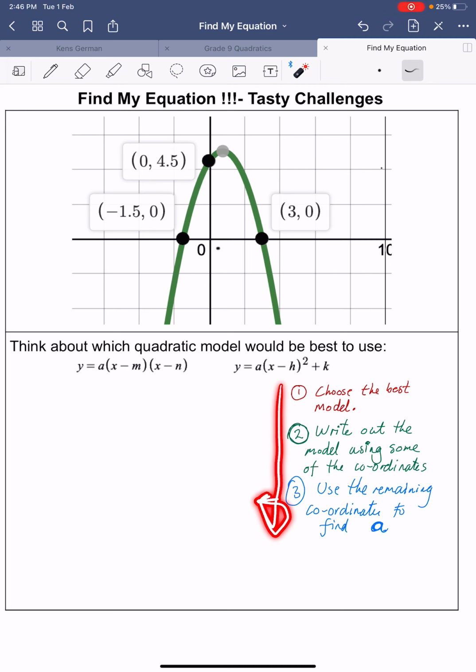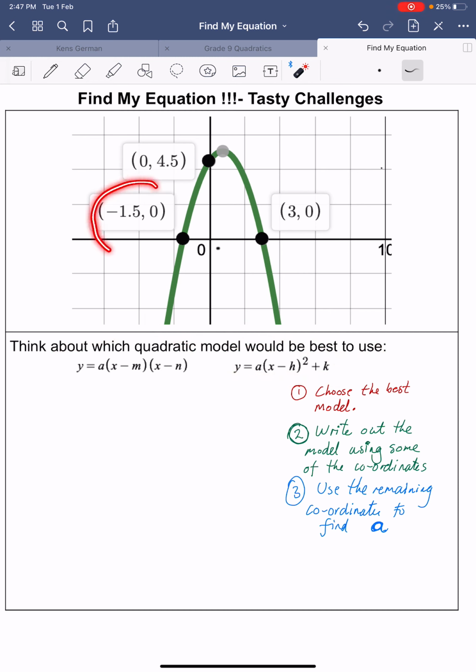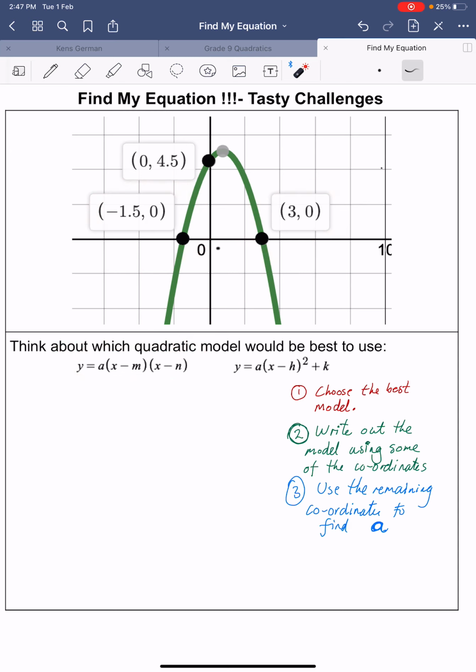The first one is choose the best model. Now we're given two models here, this model and this model. So the one on the right, this guy here, is the vertex form. And this guy is the zeros or the factored form. This will be very useful if we knew what the zeros or the roots are. And sure enough, there we have it. We have the roots here and the roots here. So this is definitely the one we choose because it matches the bits of information we're given in the graph up here.